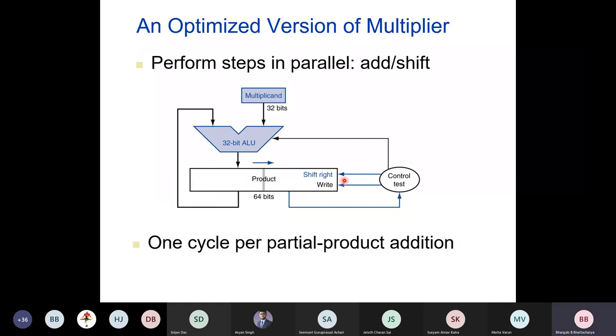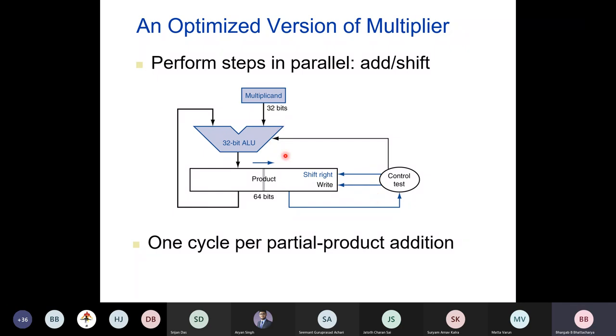This is shifted right, and the controller checks the rightmost bit of the multiplier. Whenever that is done, the multiplier bits are shifted out of this product register, so on the leftmost side you have more blank places. You need a 32-bit ALU instead of a 64-bit ALU, since the multiplicand is 32-bit. I will show you an example of how this can be performed.